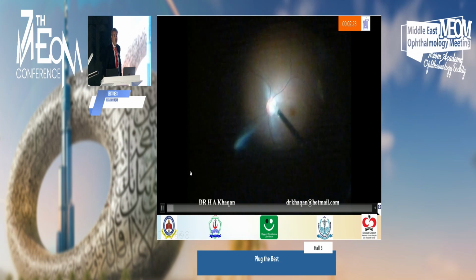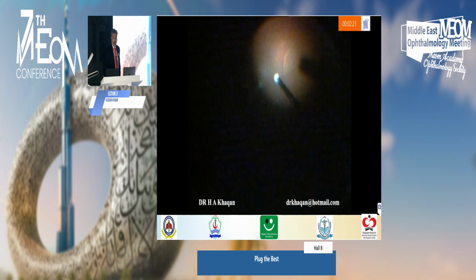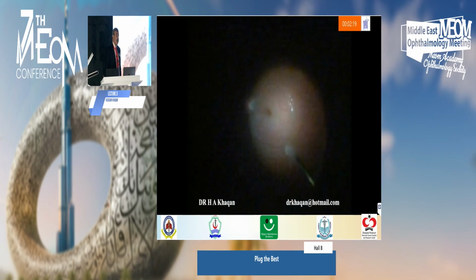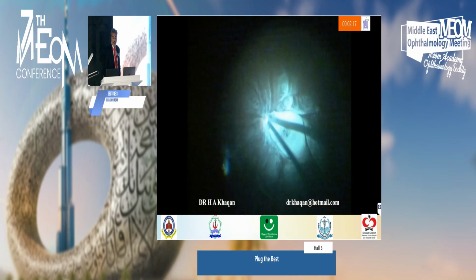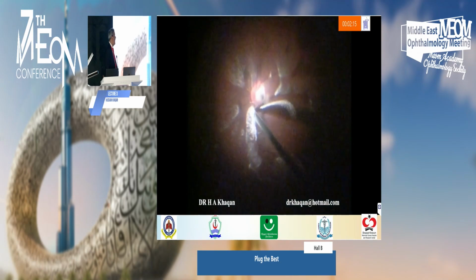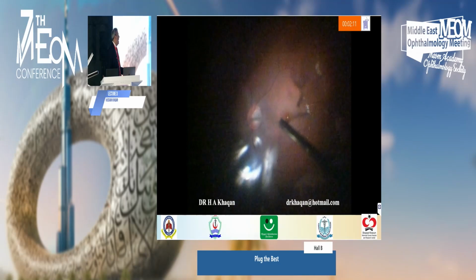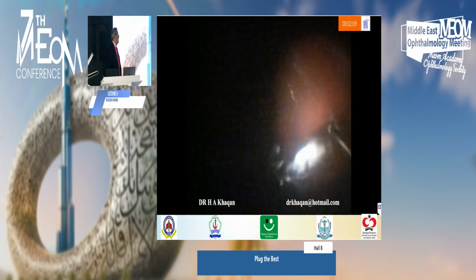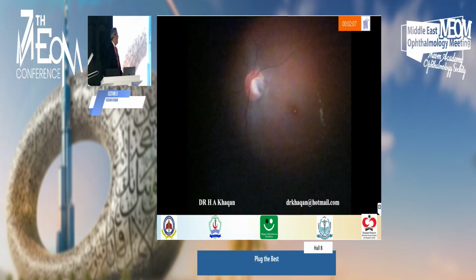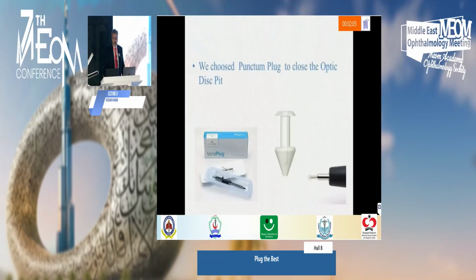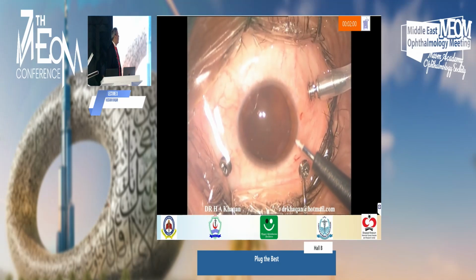So we plug the pit with a plug, and we have a series of more than 30 cases with different techniques. Here you can see the posterior hyaloid, shaped like a cisterna. I stain it with triamcinolone, as I usually do. Here you can clearly see the optic disc pit and serous detachment. This is a punctum plug that I use to close it.